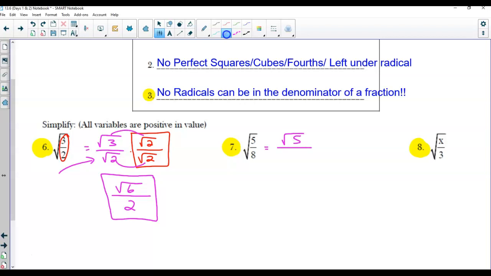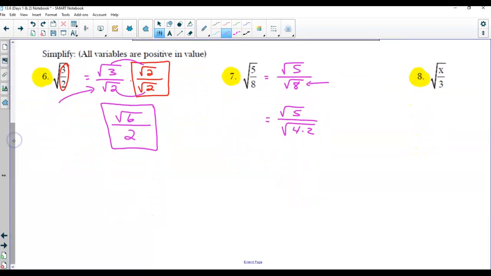Well, again, when I look at number 7, 5 over 8 does not reduce, so that's looking at the square root of 5 over the square root of 8. Well, look at this. That has a perfect square underneath it. So it's really the square root of 5 over, I'm picturing the square root of 4 times 2, okay? And the reason I'm picturing that is so that I can see this as the square root of 5 over 2 times the square root of 2.